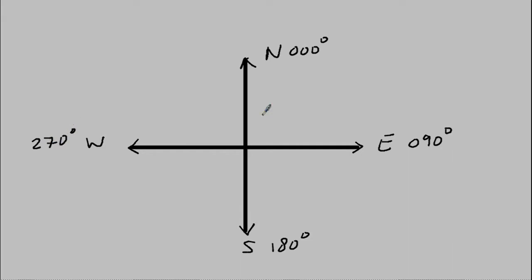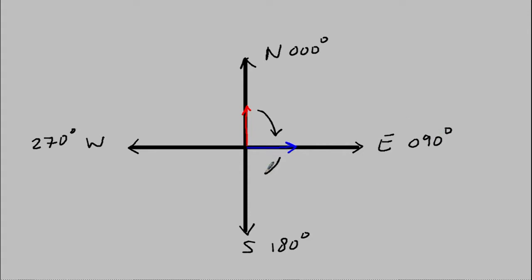So if you are facing north and moving in this direction, in a northerly direction, you would be moving at a bearing of 0 degrees. Now if you turn and face east, then if you move in an easterly direction, you would be moving at a bearing of 90 degrees.